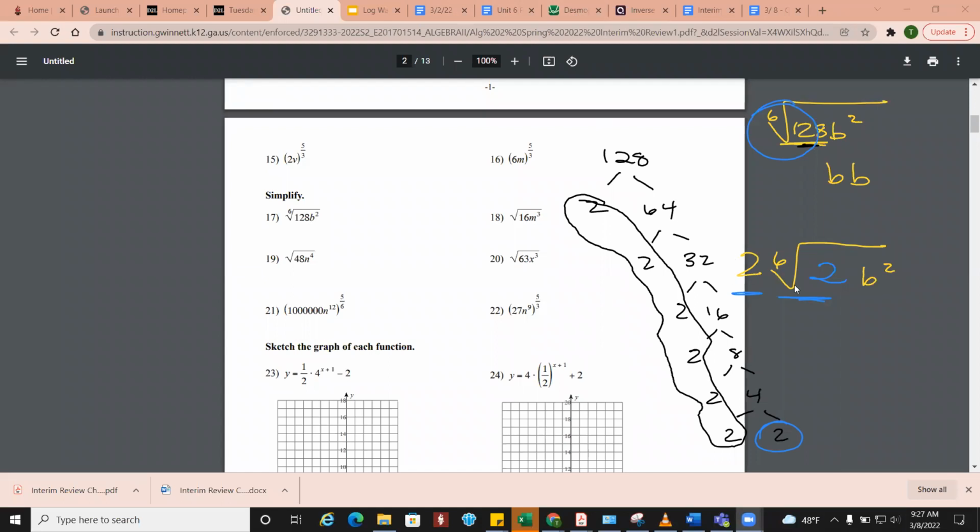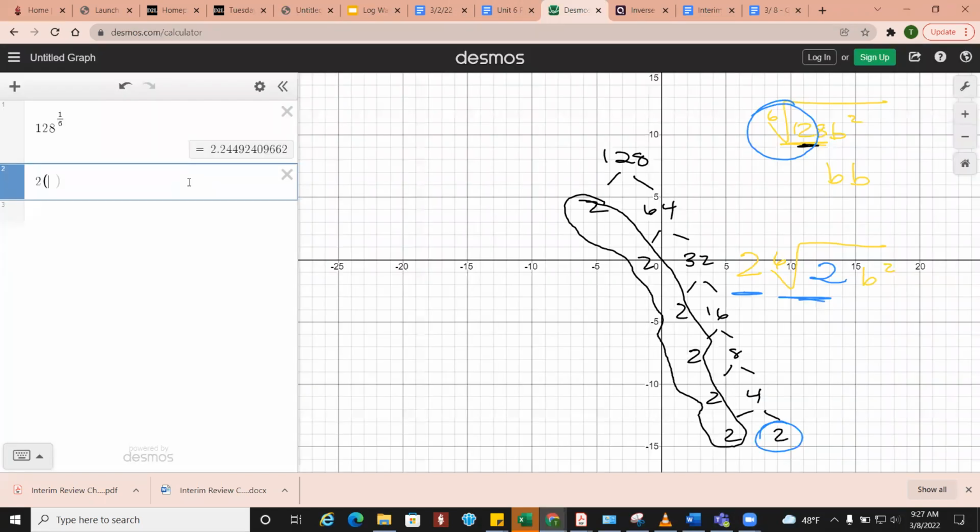If I take my answer choice of 2 6th root of 2 and put it in here, notice how they have the same decimal points. They're the exact same answers. I didn't have to do any math. Use your calculator. It's cheat codes for a reason.